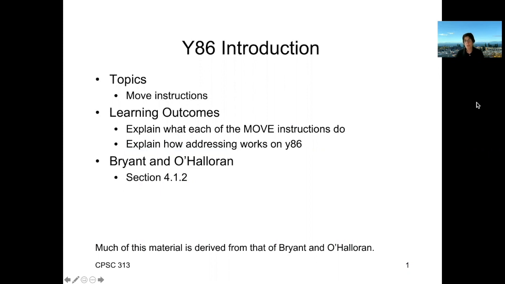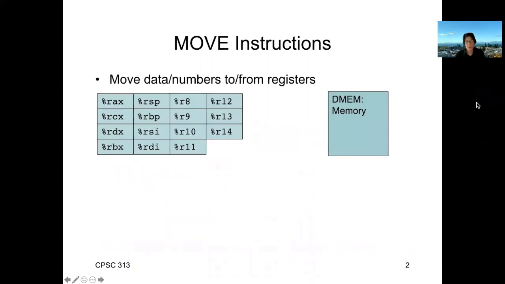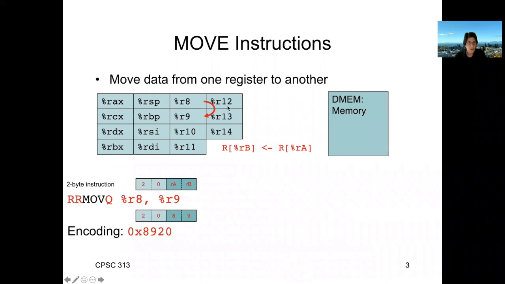Let's look at some more interesting instructions, in particular the instructions that move data around the processor. We'll begin with the simplest, which is the register to register move instruction, which is what you use when you have a value in one register and you want to move it to another register. So let's imagine that there's a value in register 8 and we want to move it into register 9. The instruction is called the RR move instruction because RR stands for register to register.